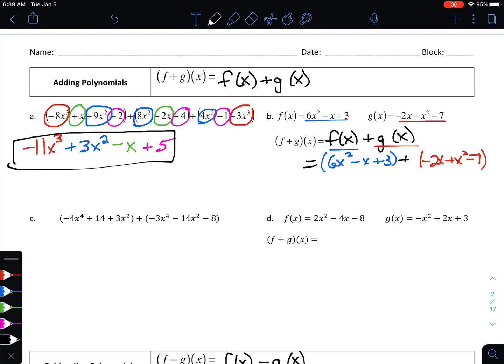We're going to look for where our highest exponent is and add those together first. In this case, that would be x to the power of 2. So we're going to take 6x to the power of 2 plus x to the power of 2, which is going to be 7x to the power of 2. Next would be our x's, so negative x plus negative 2x is going to be a minus 3x. And then finally our constant, so 3 plus negative 7 is going to be a negative 4.